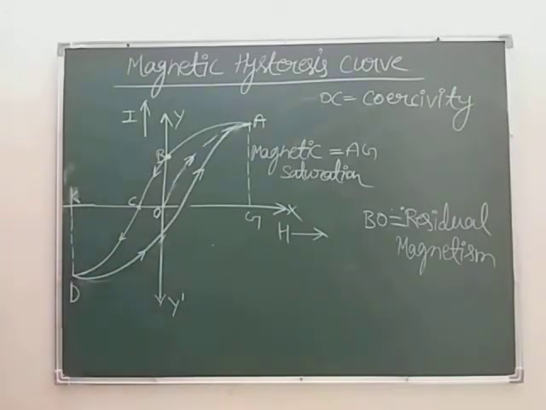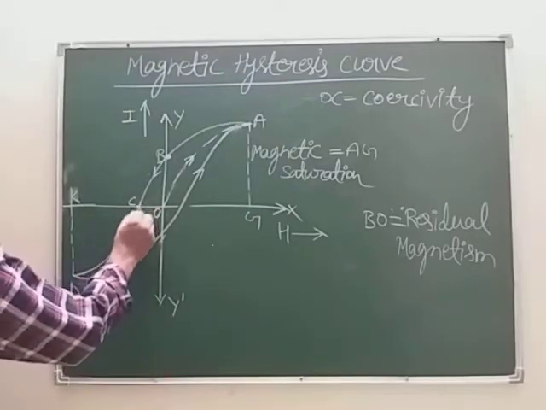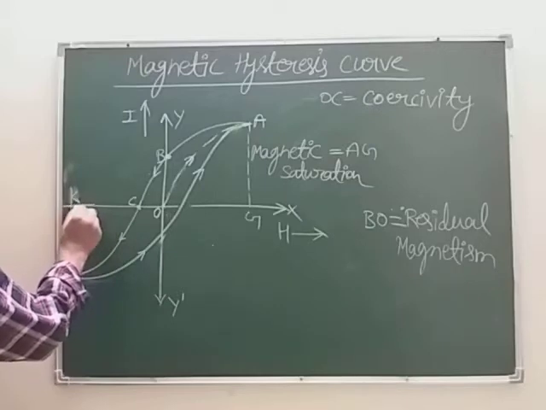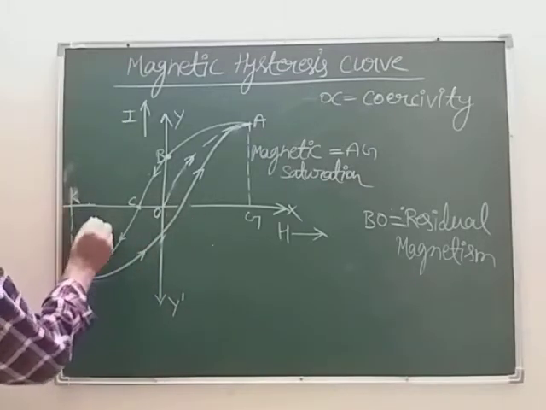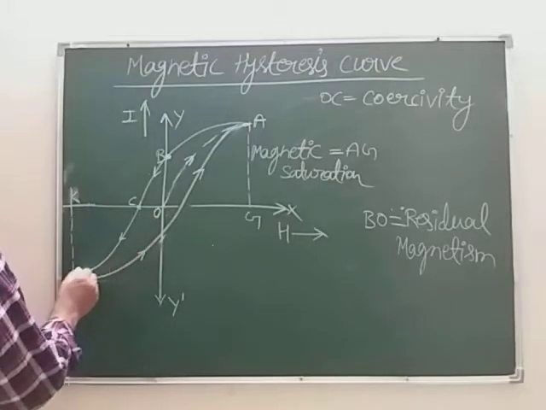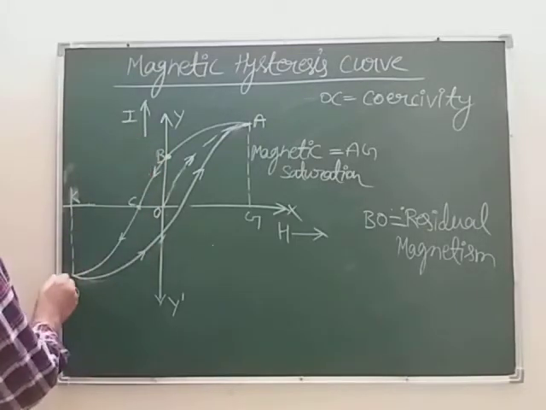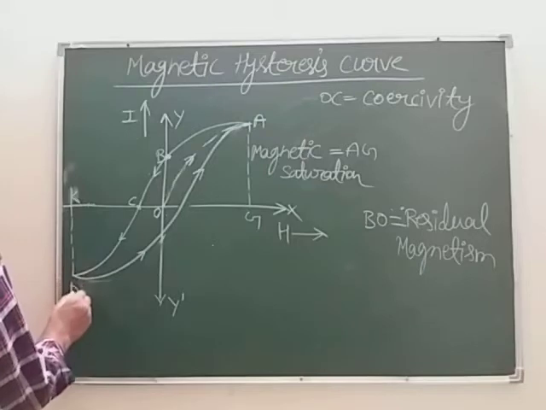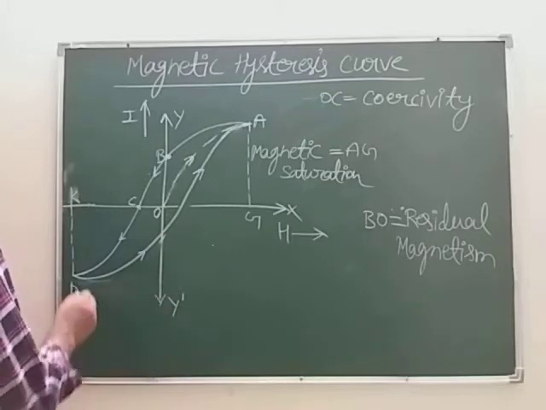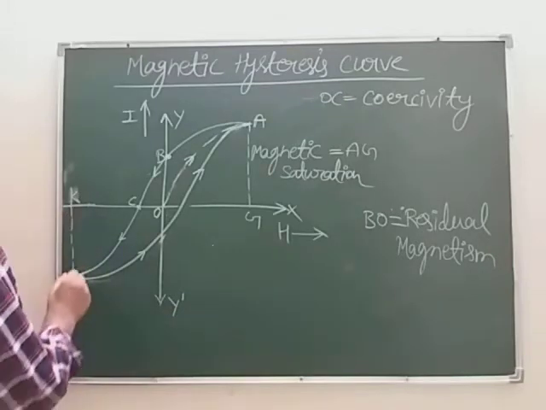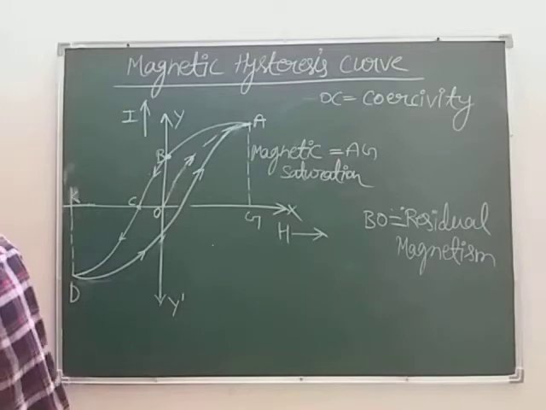Write down magnetic saturation. If I increase H in the negative direction, the intensity also increases in the opposite direction, but after some point, that point is D. After point D, if we increase the magnetizing field H, the intensity will not increase. So it again gets into the mode of saturation.